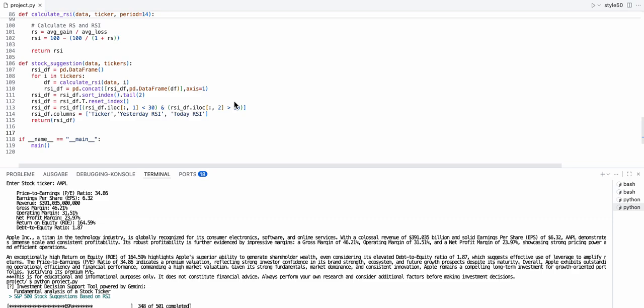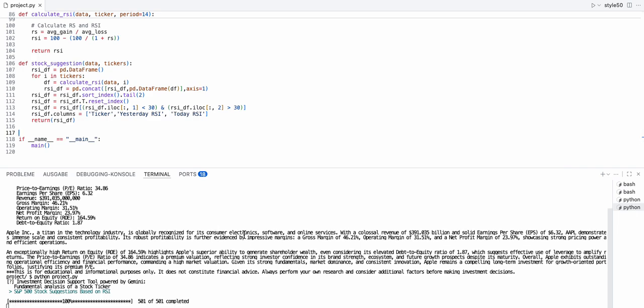scan all 500 stocks and find the buy signal from the stocks which have an RSI below 30 yesterday but an RSI above 30 today. And these stocks, after the scan is completed, will be printed on the screen.